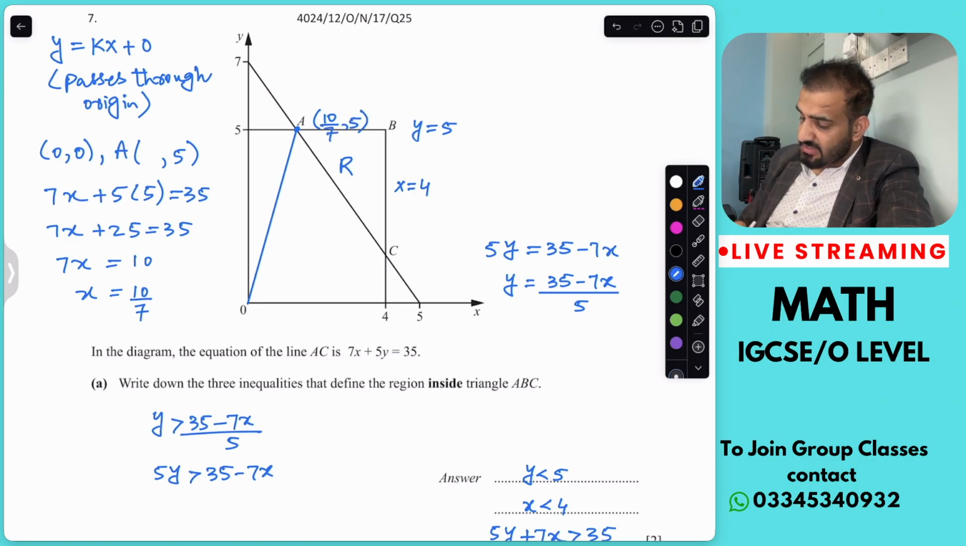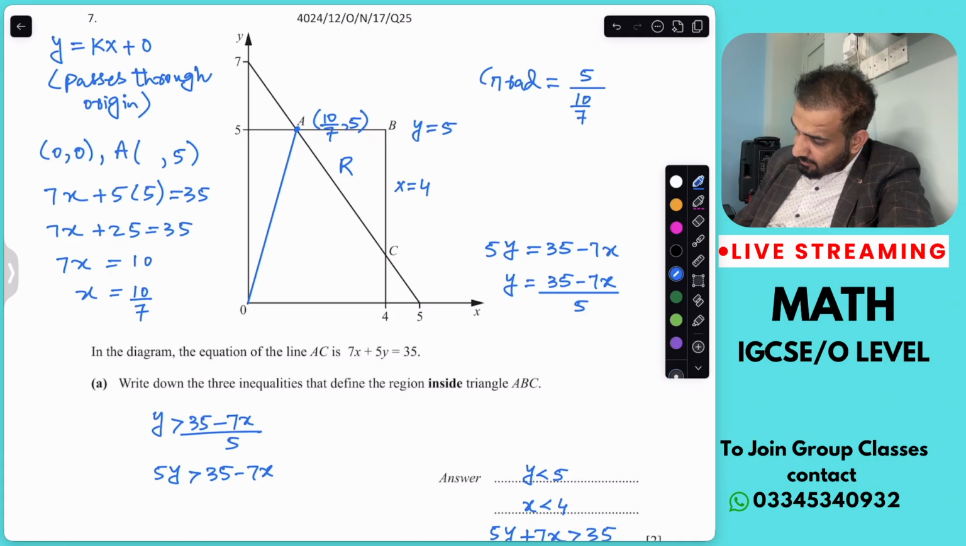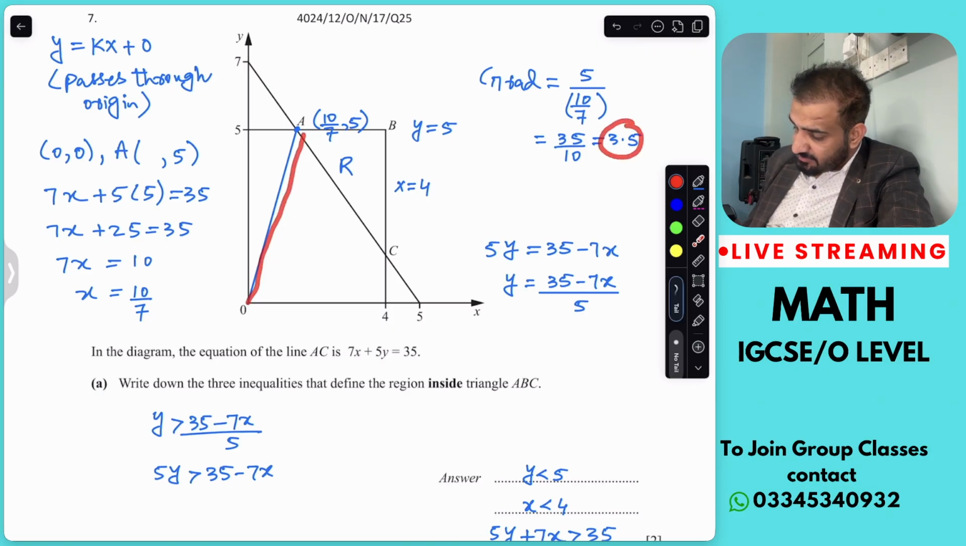So now tell me, students, how to find the gradient of OA. Can I say that the gradient is rise over run, which will be 35 over 10, which will be 3.5. So the gradient of this line is 3.5.